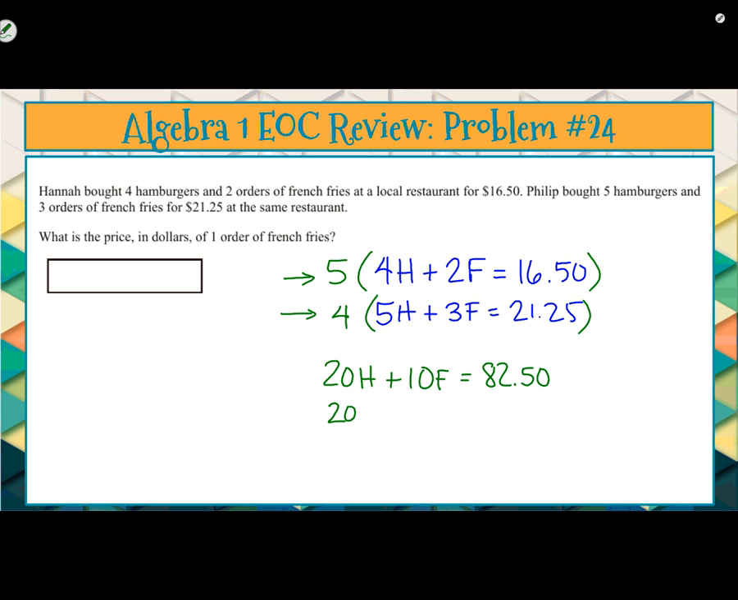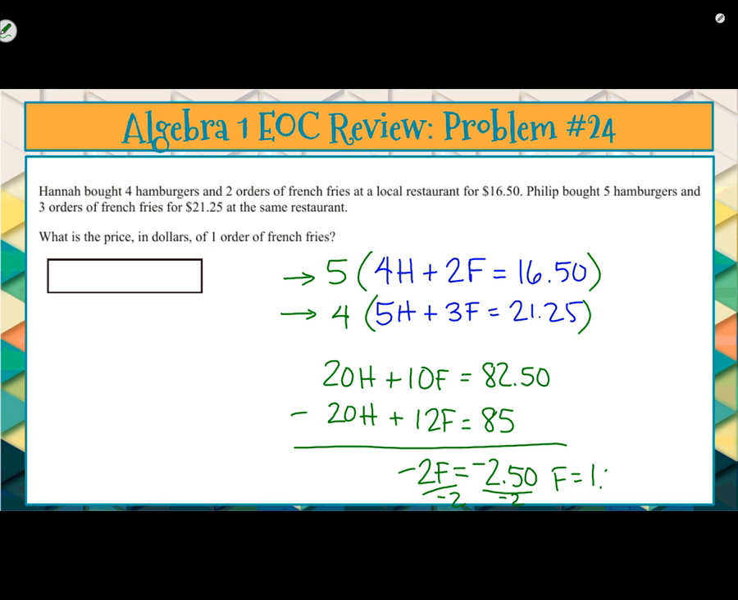So I'm going to have 20H plus 12F equals 85. And then I'm going to subtract the 2. I'm going to get negative 2F equals negative $2.50. So dividing by negative 2, F would equal $1.25. And so that's what I'm going to put up here, $1.25. That is the price of 1 order of french fries.